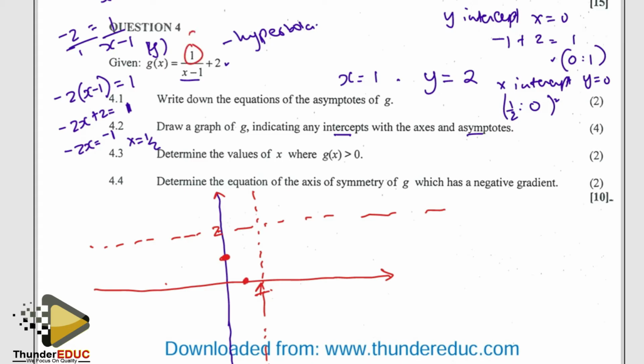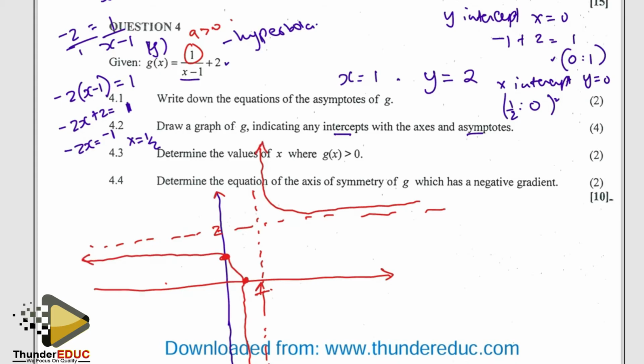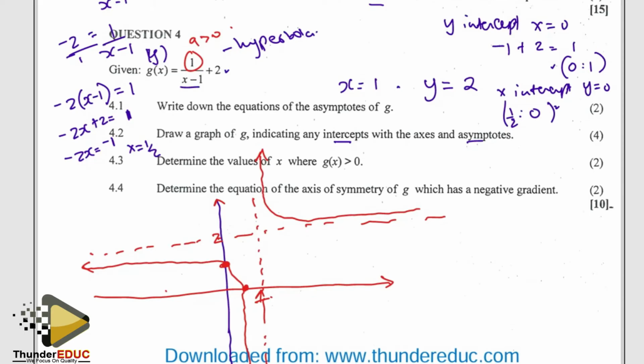But our A is positive, which means we expect the graph to be in quadrant 1 and quadrant 3. So you're going to have this here. There are no points, just sketch. And then this must pass through that. So the graph must just continue in that format. So this is our G.